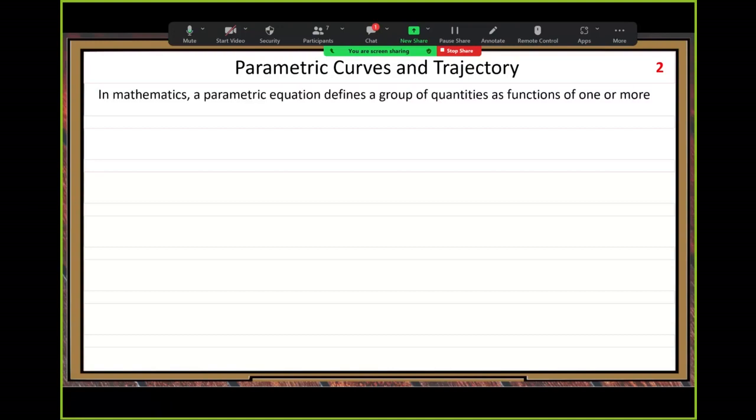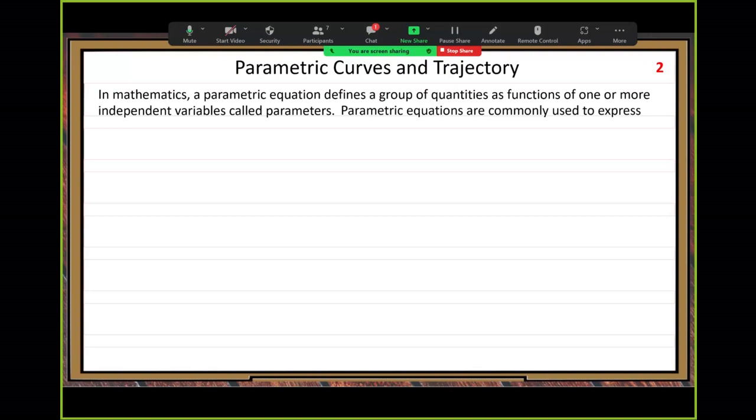In mathematics, a parametric equation defines a group of quantities, here I1 and I2, as functions of one or more independent variables called parameters. You can have three quantities, I1, I2, I3, giving a 3D curve, and so on. Here t is the independent variable, the parameter.